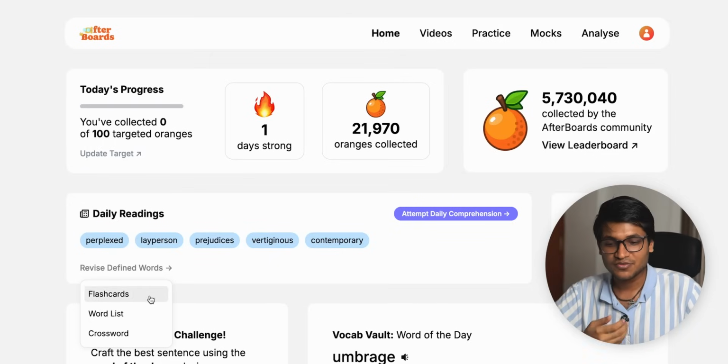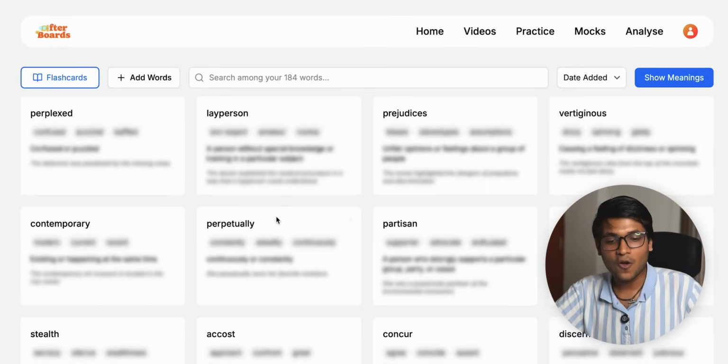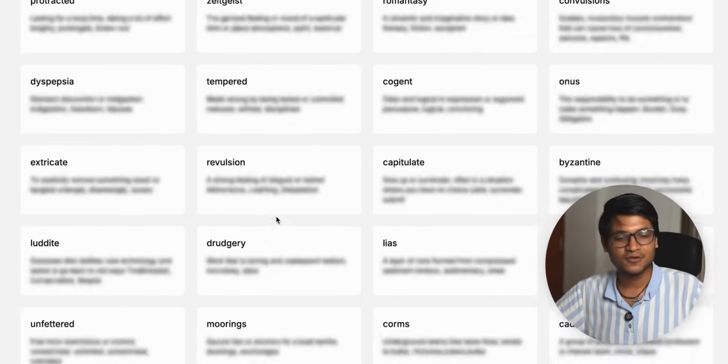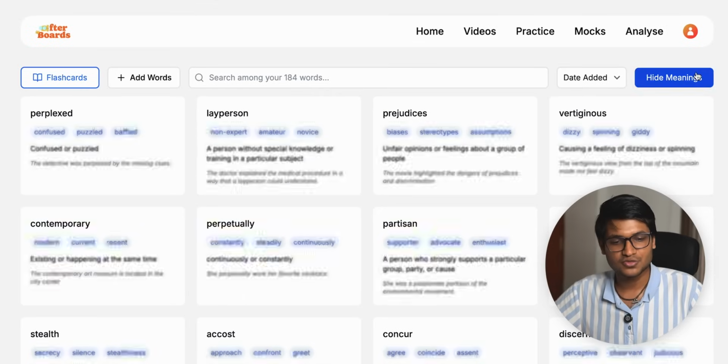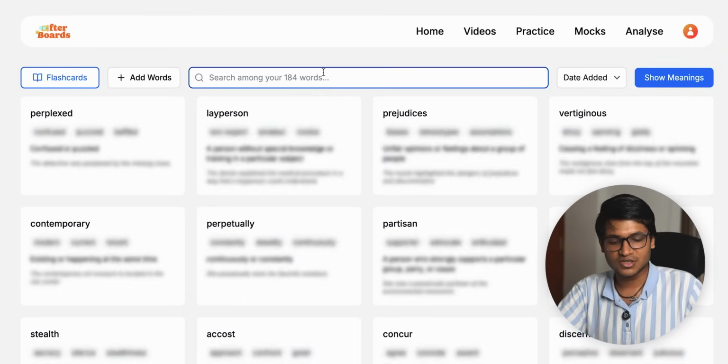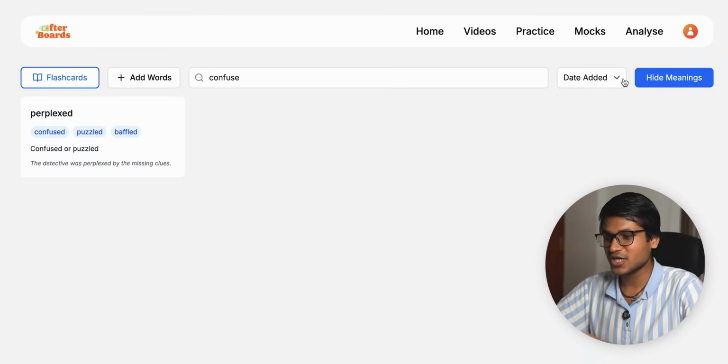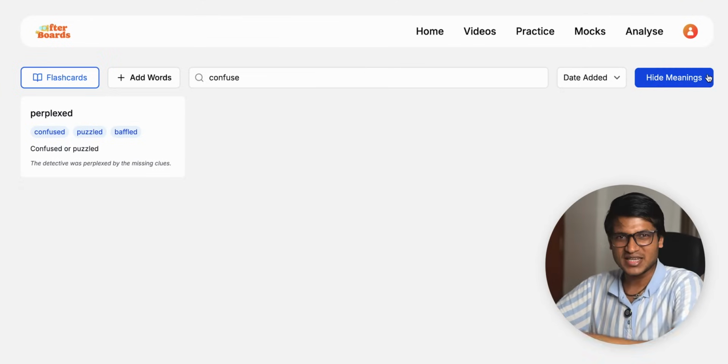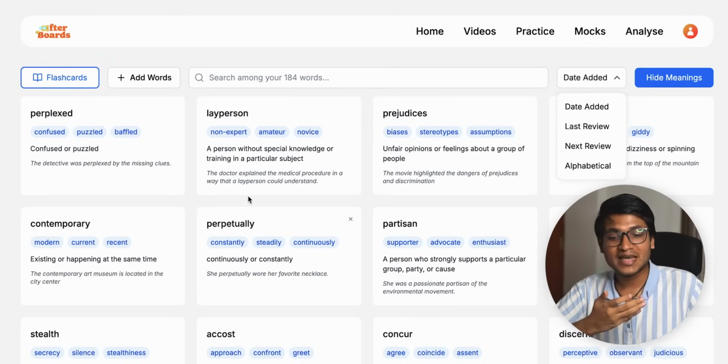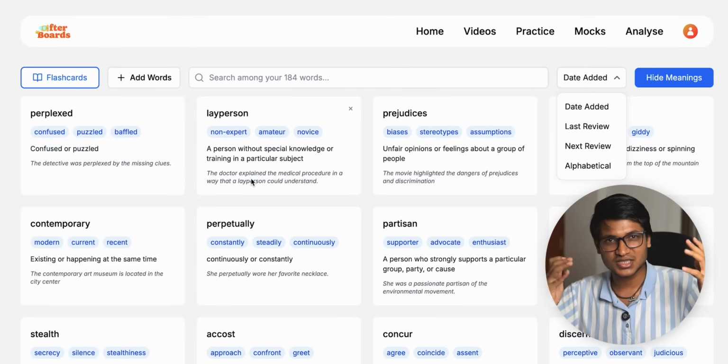For our paid users, we have this thing called word list, where all the words that you define in the platform show up at once. You can click on show meaning. You can even search among the words. You don't have to spend your time writing the word and the meaning and then mugging up the meaning. We give you even example sentences so you can visualize and understand.